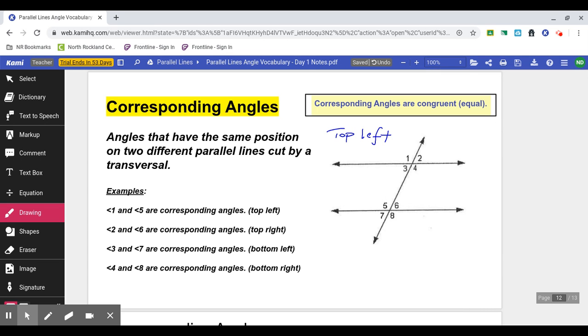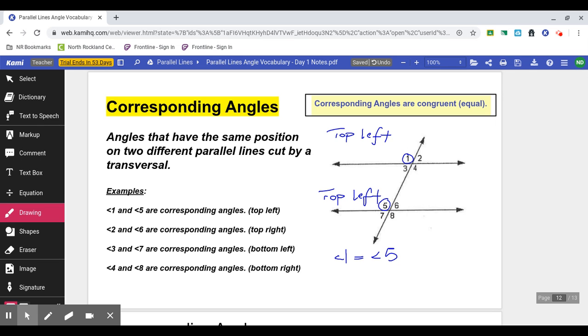Okay, so now I want to look at the second parallel line and see which angle is also on the top left. Well, the top left is right here, and that is angle 5, which means that angle 1 and angle 5 are corresponding angles. They are sitting in the same position just on two different lines. So they're corresponding, which also means that angle 1 is equal to angle 5.